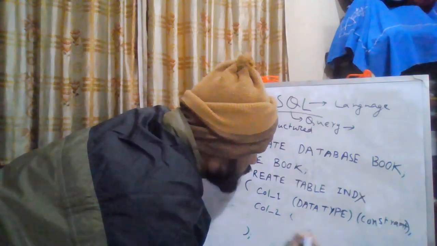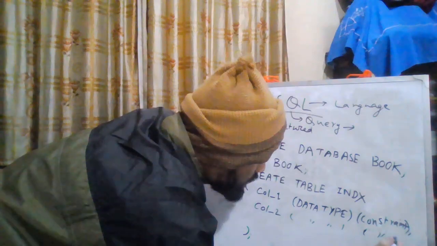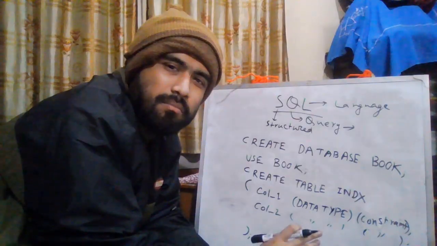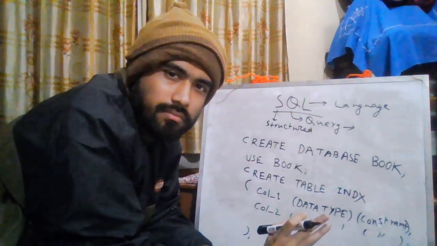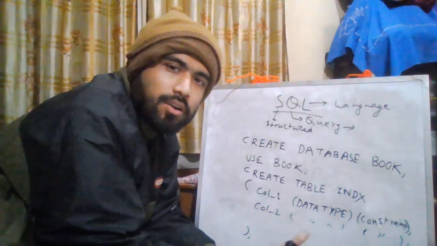A similar structure will be there for other columns also. Column 2, then data type, and then if there is any constraint, we will write it. A constraint is not mandatory. There may not be any constraint, but a data type should be there. At least you have to define some kind of data type.